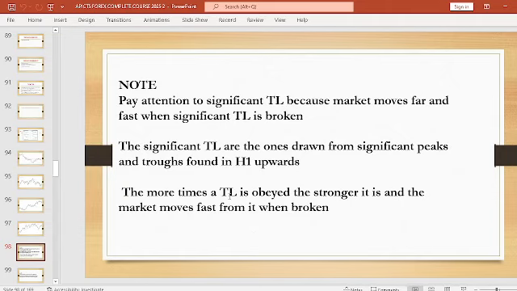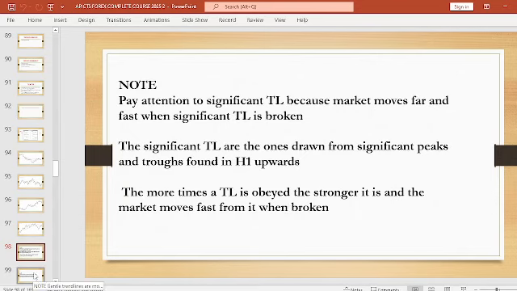So now, the more times the trend line is obeyed, the stronger it is, and the market moves fast when it is broken. What does that mean? You have a trend line that has been obeyed. You have point 1, point 2, then the third point is obeyed, the fourth point is obeyed. When such a trend line breaks, price usually moves very fast away from it.